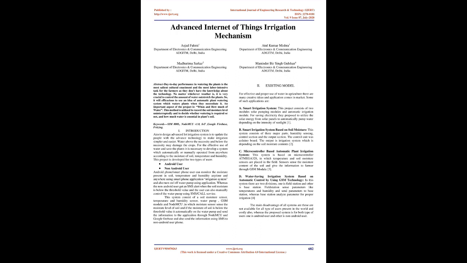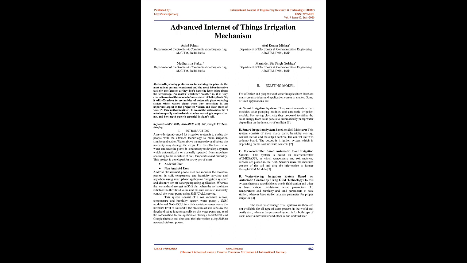This project is developed for two types of users: Android user and non-Android user. An Android phone/smartphone user can monitor the moisture present in soil, temperature, and humidity anytime and anywhere using the smartphone application irrigation system, and also turn on/off the water pump using the application. Whereas the non-Android user gets an SMS alert when the soil moisture is below the threshold value, and the user can also manually control the water pump using SMS/call service.